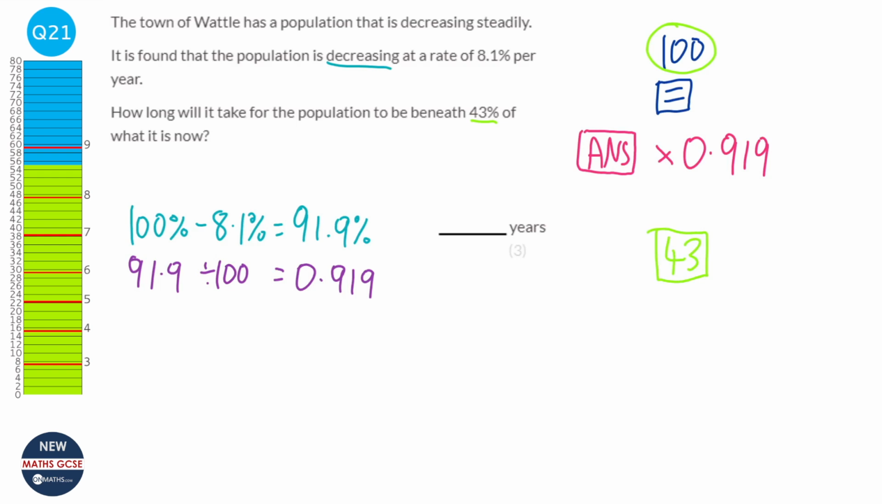So keep pressing it, keep pressing it. On the 9th year, we get 46.7, so that's close to that 43. Press it again, and we get 42.9. So it's 10 years. It's 10 times you've got to press it to get it beneath the 43.